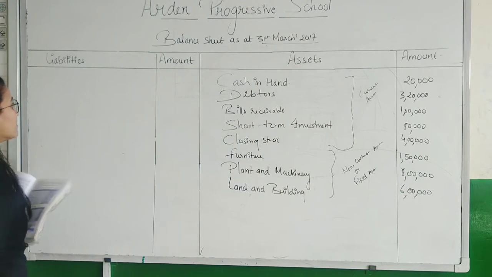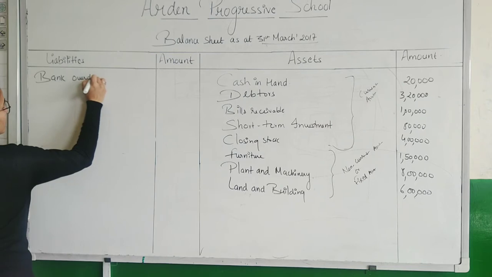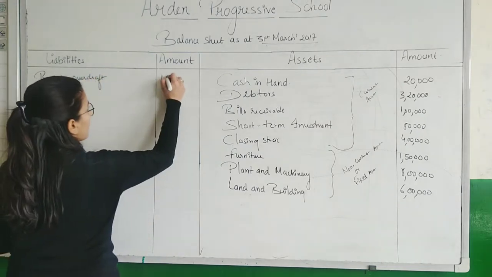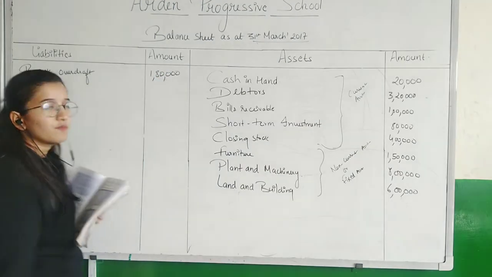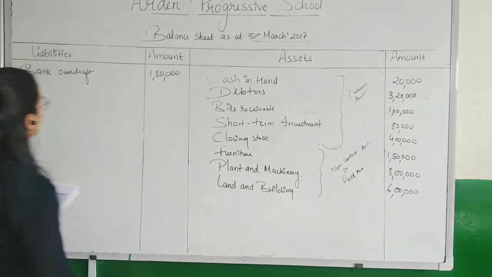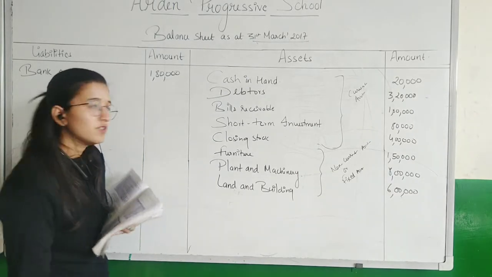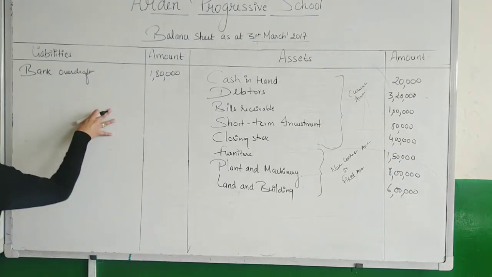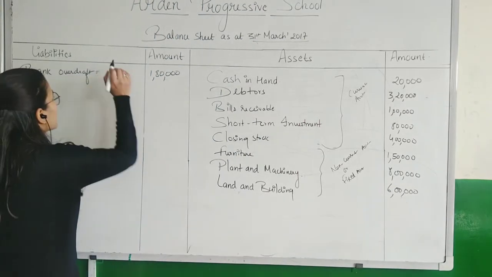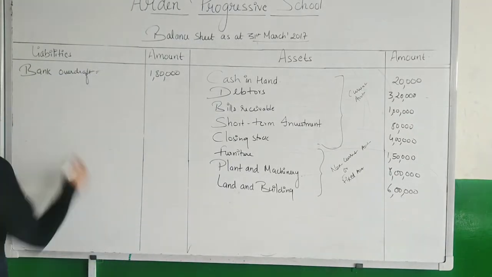So the first item is bank overdraft. The amount of bank overdraft is rupees 1,80,000. Bank overdraft means when our withdrawal amount is more than the deposited amount. We call it bank overdraft, and we have to pay this amount within 2 or 3 months. As we are preparing this balance sheet according to the liquidity order, this item comes first because it will be converted into cash in a short duration of time.